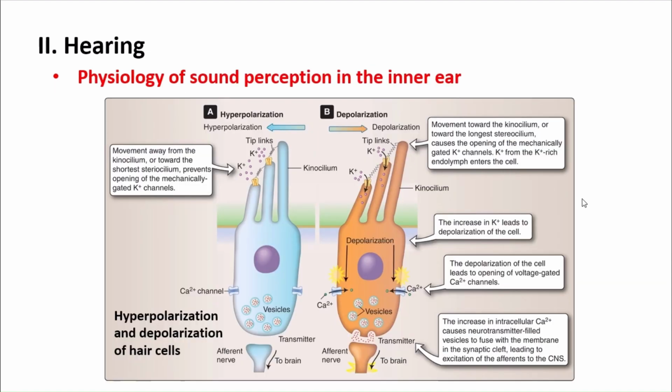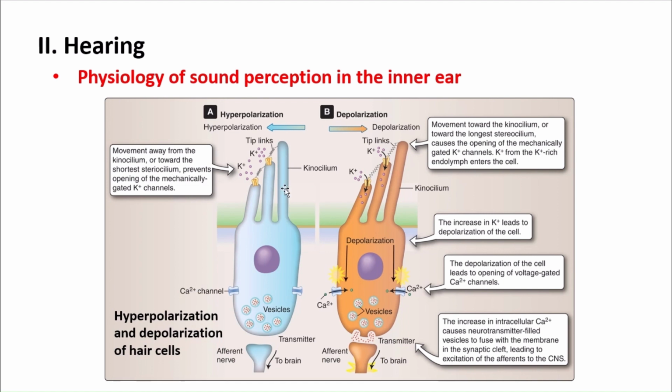So this slide shows the physiology of hair cells. These are specialized epithelial cells, and they have microvilli. These are called stereocilia. This is a spelling: stereocilium is the singular form, and stereocilia is the plural form.